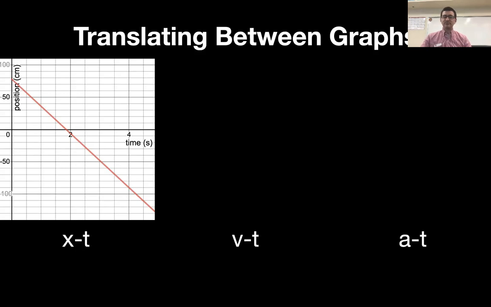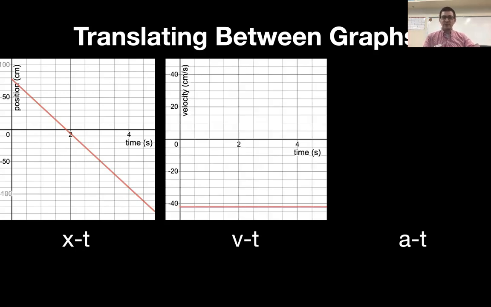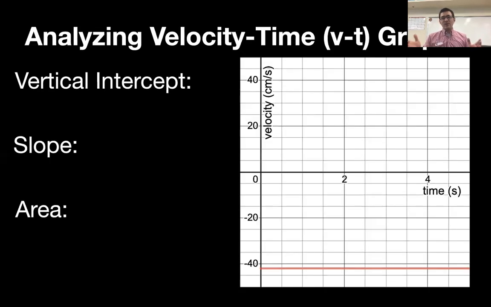centimeters per second. So if we graph just a whole bunch of negative 42s at all the different times, we get a velocity versus time graph that looks something like this. It's negative 42 centimeters per second for the whole time, because the car is moving with a constant velocity. And now that we have this velocity versus time graph, we can analyze it too.